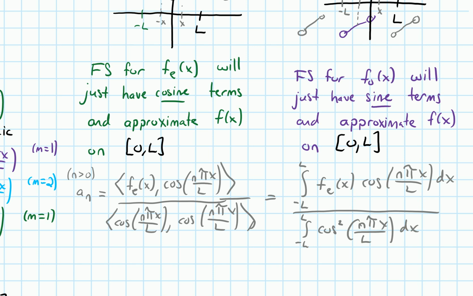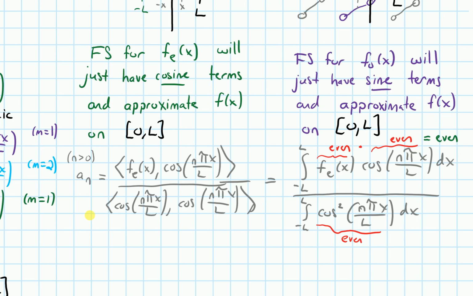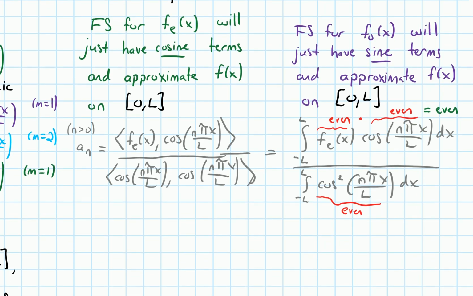Okay, so now let's think about whether these pieces are even or odd. Cosine squared is definitely even. Fe of x, the way we constructed it, was even. And this cosine term is also even. And an even times an even is even. So let's use our symmetry to now express these integrals in another way.